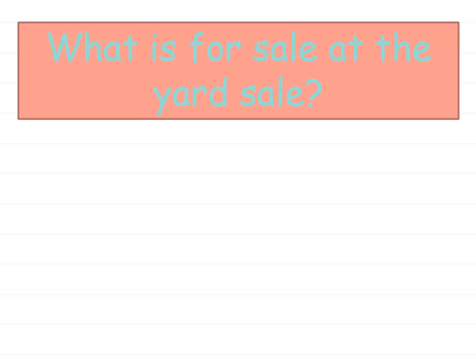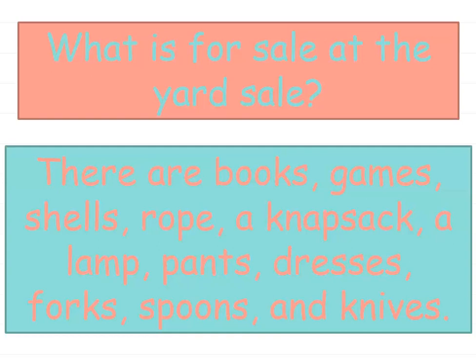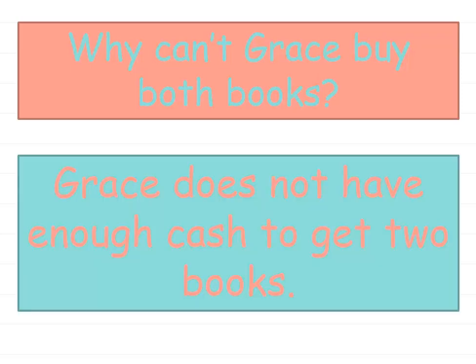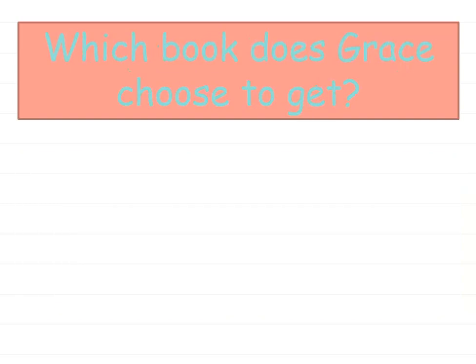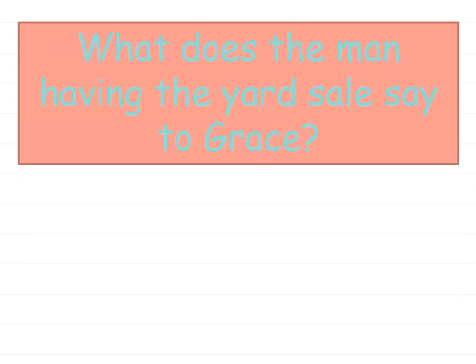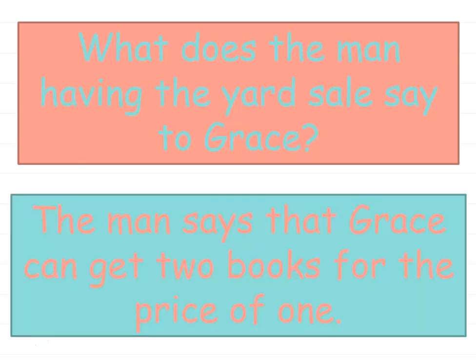What is for sale at the yard sale? That's right. There are books, games, shells, rope, a knapsack, a lamp, pants, dresses, forks, spoons, and knives. Why can't Grace buy both books? Grace does not have enough cash to get 2 books. Which book does Grace choose to get? Grace chose to get the book for her sister, Jill. What does the man having the yard sale say to Grace? The man says that Grace can get 2 books for the price of 1.